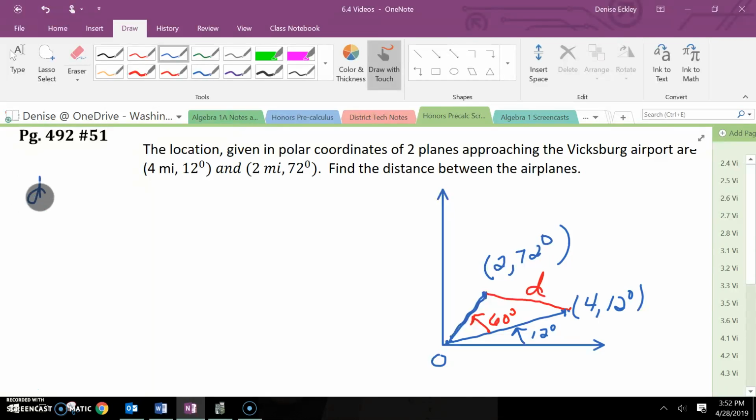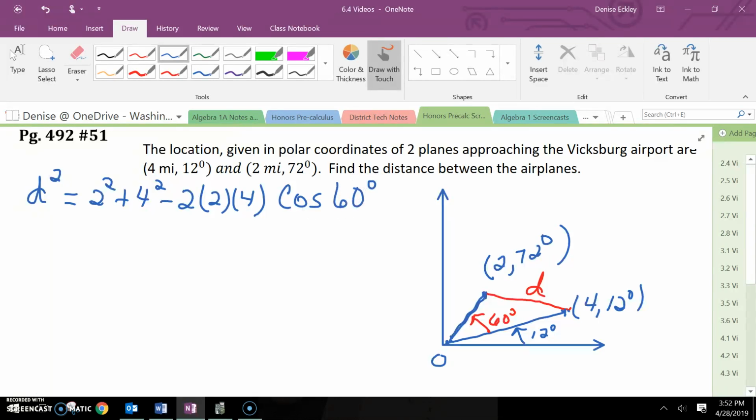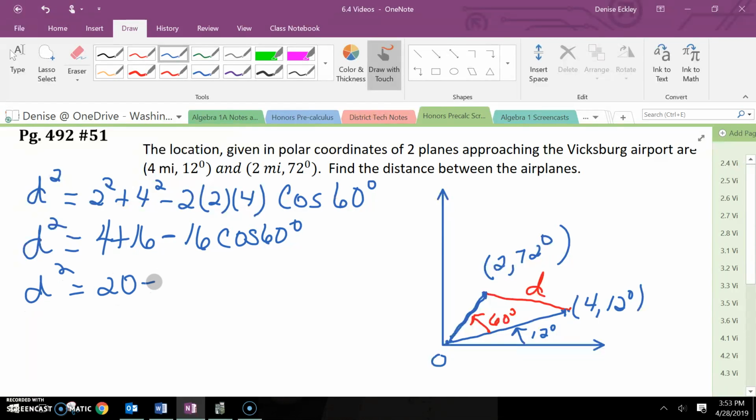So to find our distance, we're going to say that d squared is going to be 2 squared plus 4 squared minus 2 times 2 times 4 times the cosine of the angle between those two sides, which turns out to be 60 degrees. So simplifying this, we get 4 plus 16 minus 16 times the cosine of 60 degrees. So d squared is going to equal 20 minus 16 times 1/2.